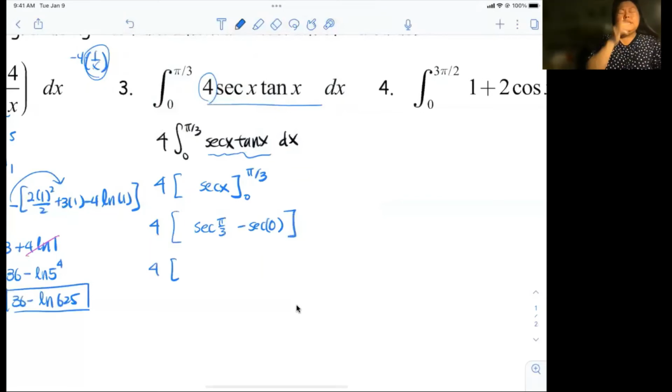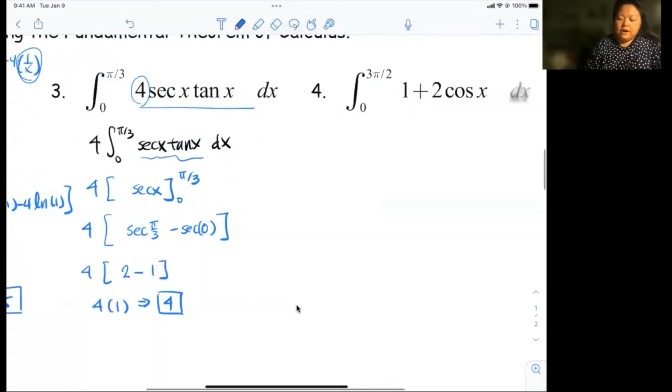Okay, secant is 1 over cosine, so what is the cosine of pi over 3? Cosine of pi over 3 is 1/2. Secant of that is 1 over 1/2, so that makes it 2. Minus secant of 0. Secant is 1 over cosine. Cosine 0 is 1. 1 over 1 is 1. So 4 times 1, my final answer is 4.